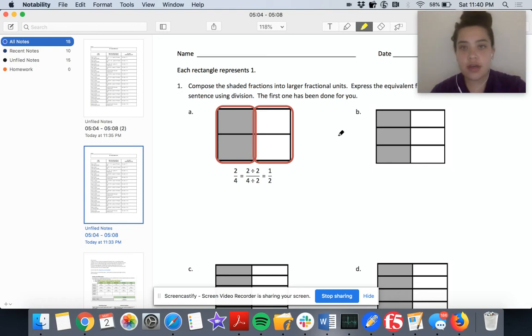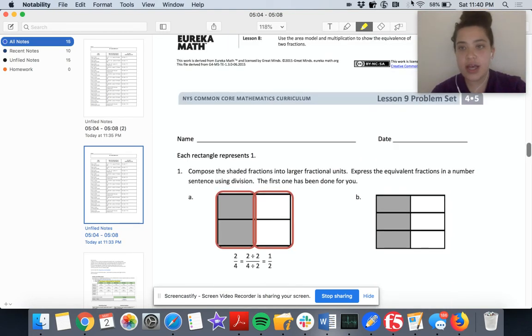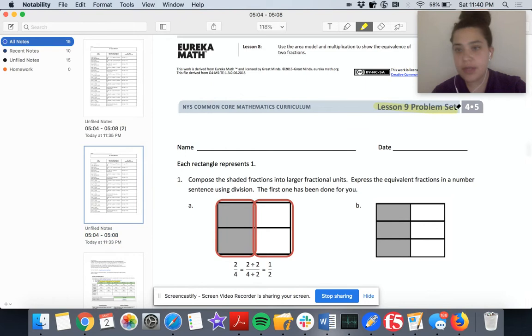Hi Math Stars. Today we will be working on this lesson 9 problem set. It is just building upon what we've been doing with these area models and showing equivalent fractions. Once again, equivalent is just another fancy word to say the same or equal to.